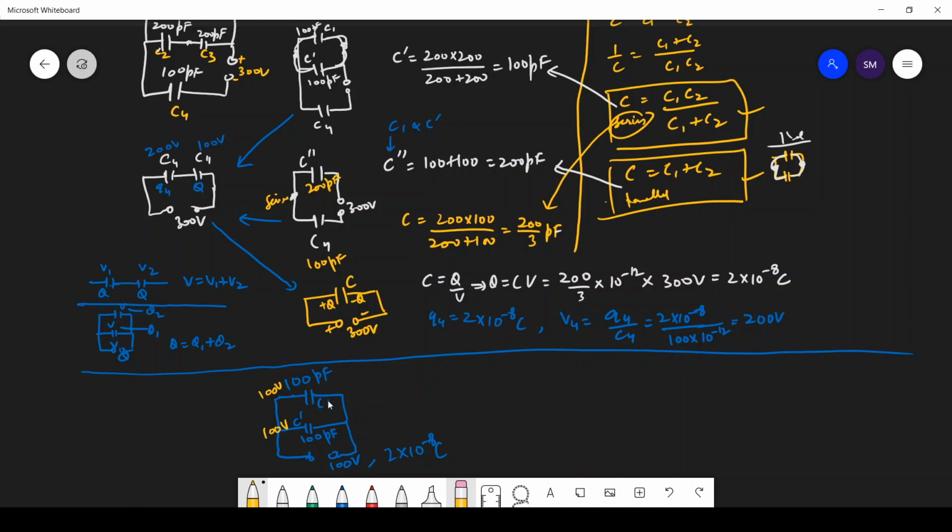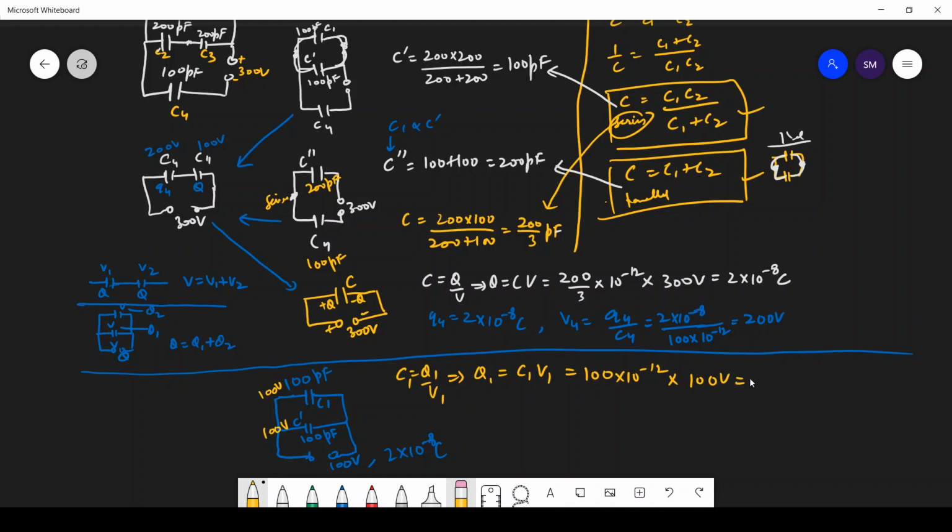And what about the charge now? So this is C1. So let us find the charge here. So charge will be divided, so some charge here and rest of the charge will be with this C dash. Okay, so C is equal to Q by V, and we have to find here Q1, so C1 is equal to Q1 by V1, so Q1 is equal to C1 V1. What is C1? 100 picofarad. What is V1? 100 volt.